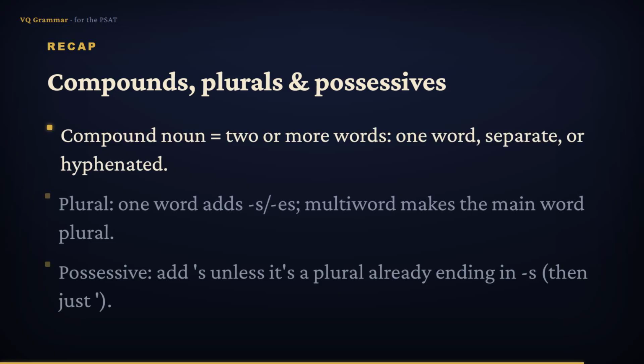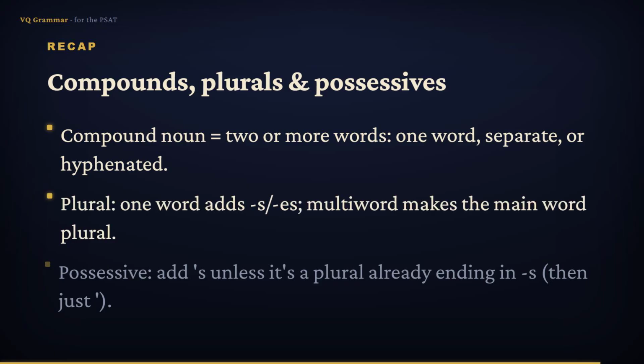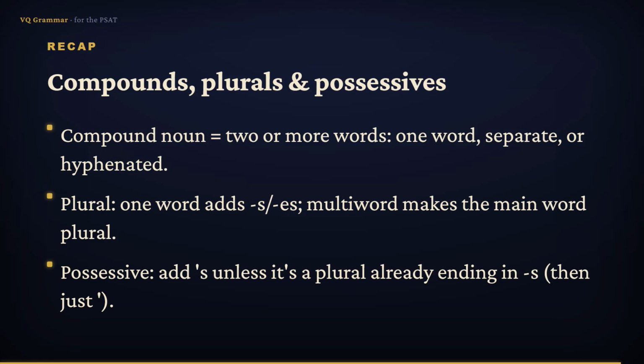Let's wrap up. A compound noun is a single noun made of 2 or more words, written as one word, as separate words, or with hyphens. To make it plural, add S or ES if it's one word, but make the main word plural if it's separate or hyphenated. For possessives, add an apostrophe and S to singulars and to plurals without S, and add only an apostrophe to plurals that already end in S. Look at how the word is written, and the rule falls into place. Great work.